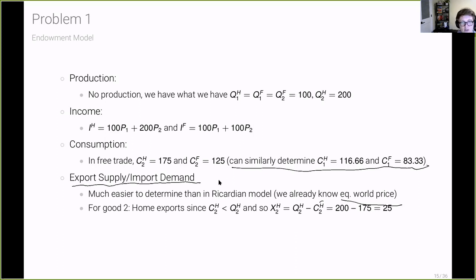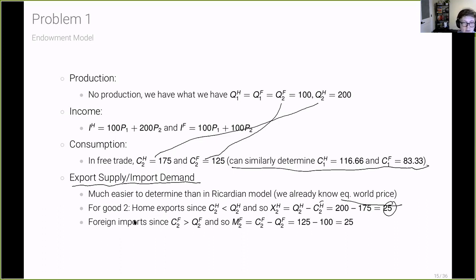All we need to do is compare the endowments of each good to the consumption values of each good for each country. That will tell us whether each country is going to be importing or exporting a good. So let's again focus on good 2. For home, we can note that home's consumption of good 2, 175 units, is lower than what it's been endowed with. And so the leftover, it has to be exporting. It exports the remaining 25 units to foreign.